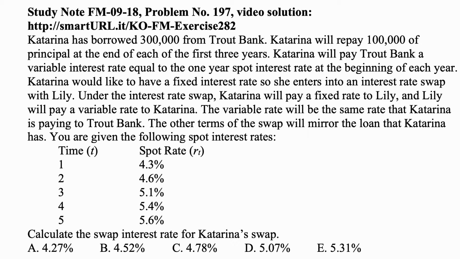You are given the following spot interest rates. For time 1, the spot rate is 4.3%. For time 2, the spot rate is 4.6%. For time 3, the spot rate is 5.1%. For time 4, the spot rate is 5.4%, and for time 5, the spot rate is 5.6%. Calculate the swap interest rate for Katerina's swap.